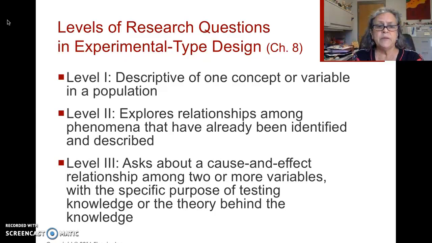So in terms of experimental or quantitative research, you can have descriptive research, which is a lot of the research that's out there. You can have level 2, which explores the relationships between phenomena. So that doesn't mean something caused something else. It just means they're related. Level 3 actually looks at cause and effect. Does something actually make something else happen?